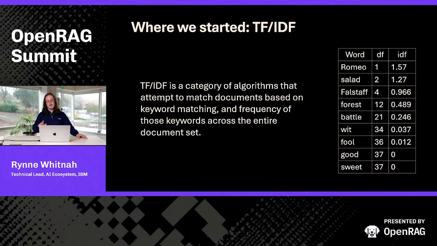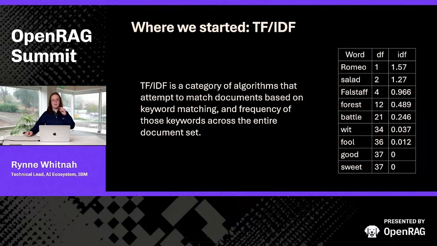So diving in, we're going to talk about keyword search, everybody's favorite tool of the early 2000s and 1990s. But keyword search is still an important part of any kind of search algorithm that we do today. There's a traditional algorithm for this known as TF-IDF, or term frequency inverse document frequency. It attempts to match documents based on keywords and the frequency of those keywords across the entire document set.